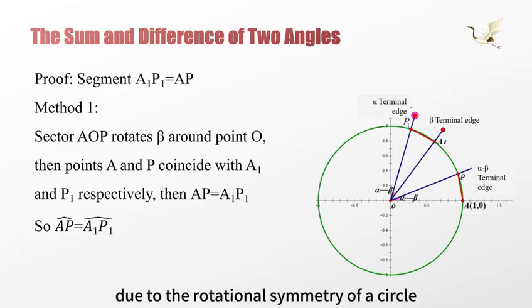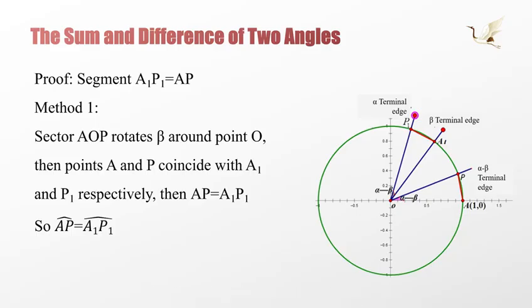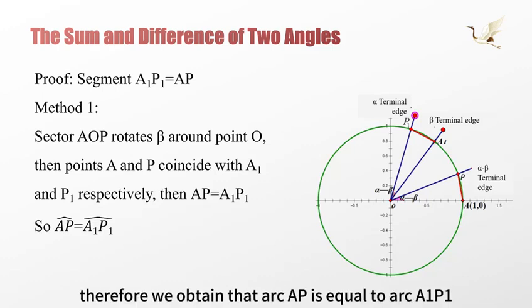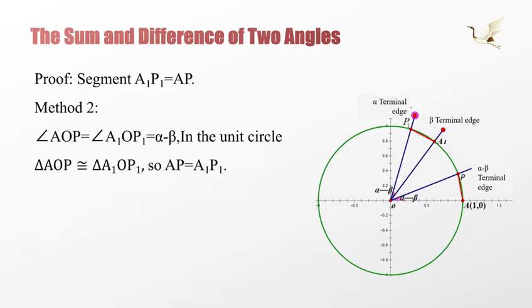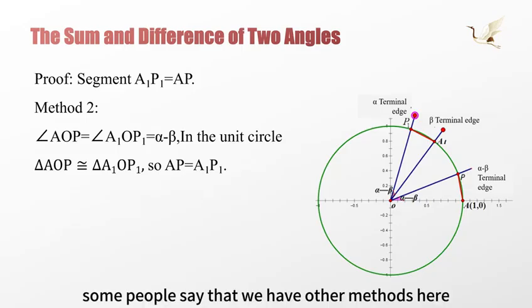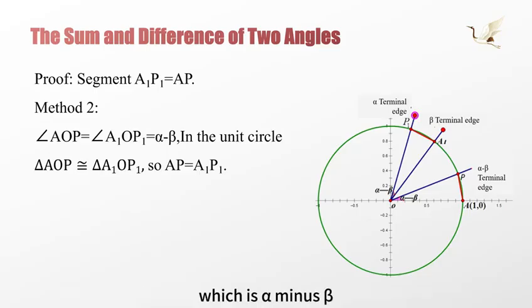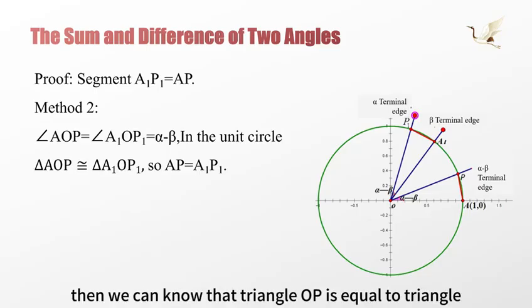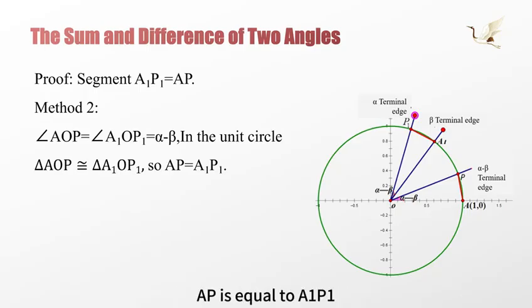Due to the rotational symmetry of a circle, if points A and P on the circle rotate around O by any angle beta, they will still be on the circle, and A and P coincide with A1 and P1. Therefore, we obtain that arc AP is equal to arc A1P1. So the corresponding chord AP is equal to A1P1. Some people say that we have other methods here. The angle AOP derived earlier is equal to the angle A1OP1, which is alpha minus beta. Then we can know that triangle AOP is congruent to triangle A1OP1. Naturally, it can also be concluded that line segment AP is equal to A1P1.